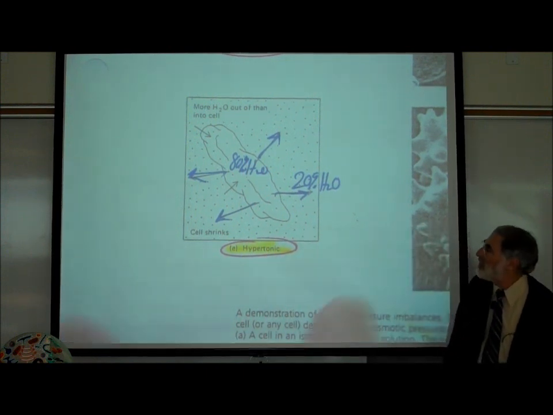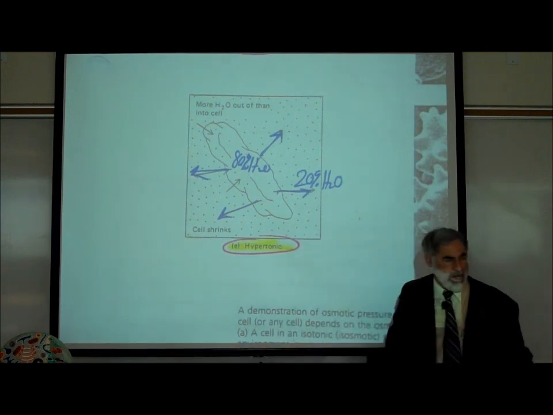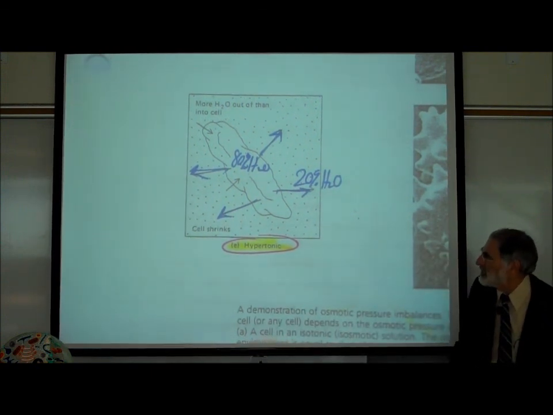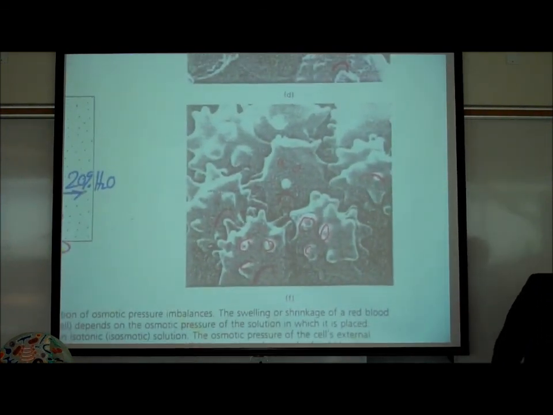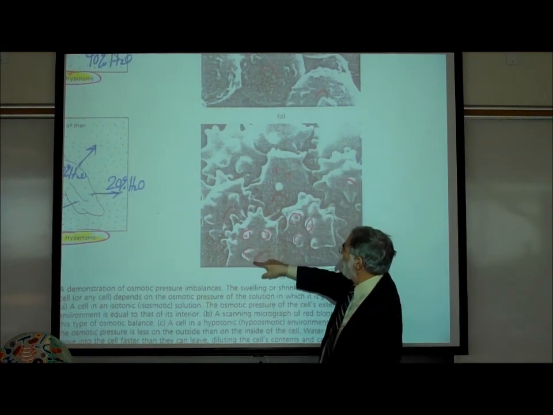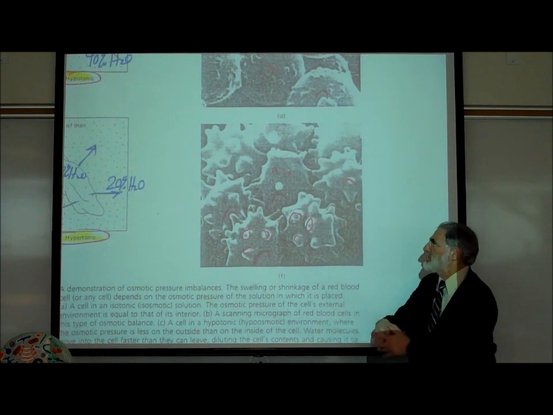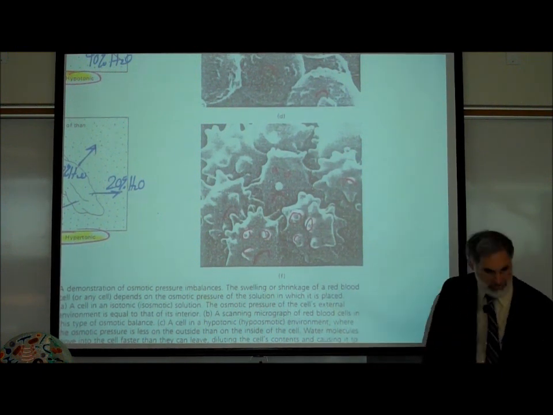And as the water flows out of the cell, it is going to start to collapse, to shrivel up, to undergo crenation. And in fact, here's an actual photomicrograph of red blood cells that do not look happy. They are frowning. They are collapsing as the water flows out of them.